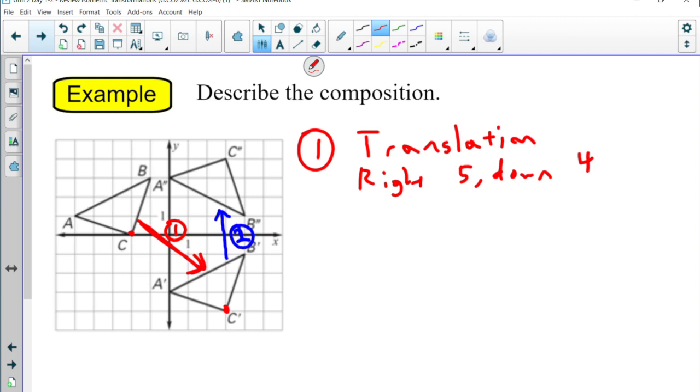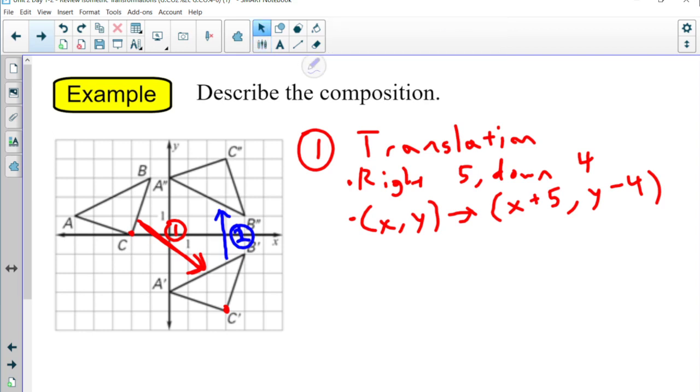Or you can write the coordinate rule. If you're writing the coordinate rule, (x, y) moves to... well, right 5, that's an x direction, and it'll be plus 5. Down 4 is a y direction, and it's minus 4. So (x, y) moves to (x + 5, y - 4). You can either have this or have this, but you need to have one of them, so that you're specific, not just saying translation, but how is that translation moving? I should be able to look at your description and be able to do the transformation myself.